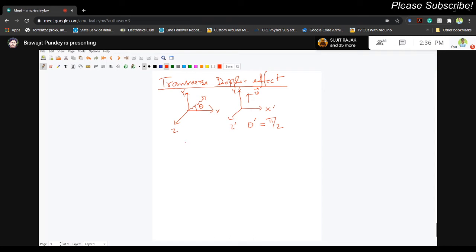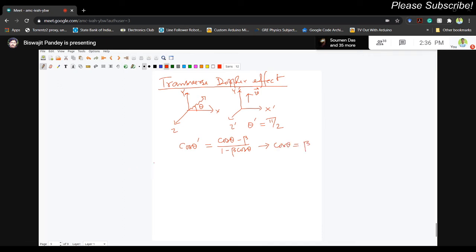So what was cos theta prime? In the previous page, we calculated cos theta prime equal to (cos theta minus beta) divided by (1 minus beta cos theta), right? Now, if theta prime equals pi by 2, what should be the outcome of this relation? Cos theta prime is cos pi by 2, which is zero. So cos theta equals beta, right? Cos theta equal to beta. That is the outcome of this.